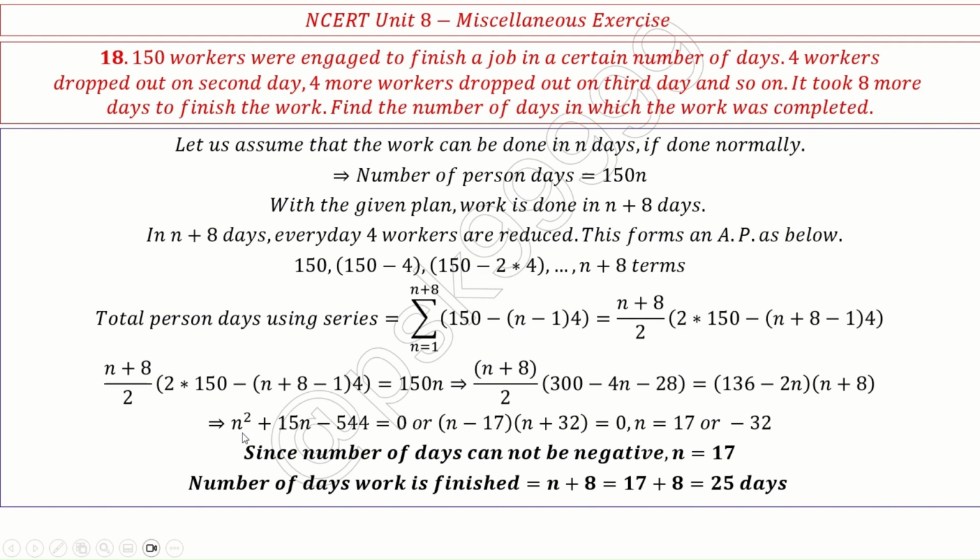Now, if I simplify, I'll get a quadratic equation, which is n square plus 15n minus 544 equal to 0, or n minus 17 into n plus 32 equal to 0. So n is either 17 or minus 32. Number of days cannot be negative, so 17 is the number of days. If the total number of days is 17 when completed normally, then n plus 8 days is 25 days. This is the answer. So carefully do these problems. Next.